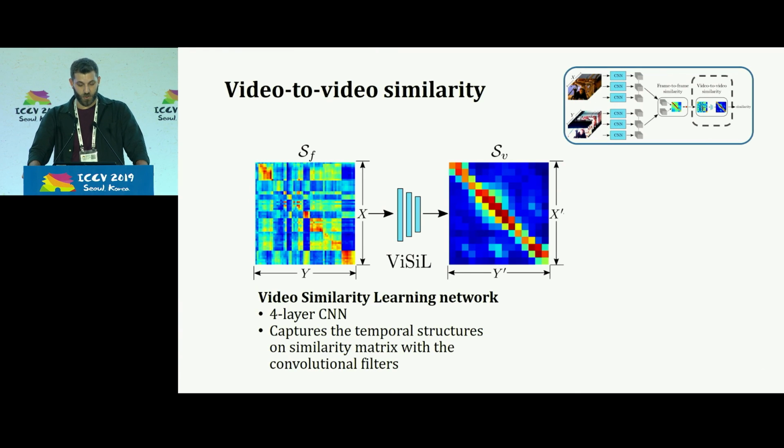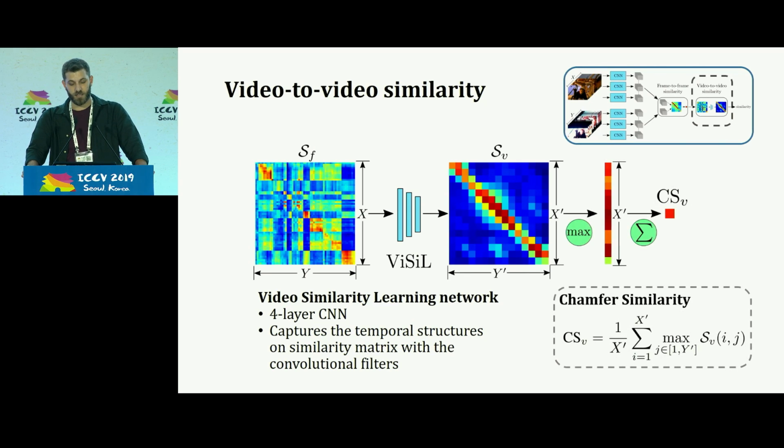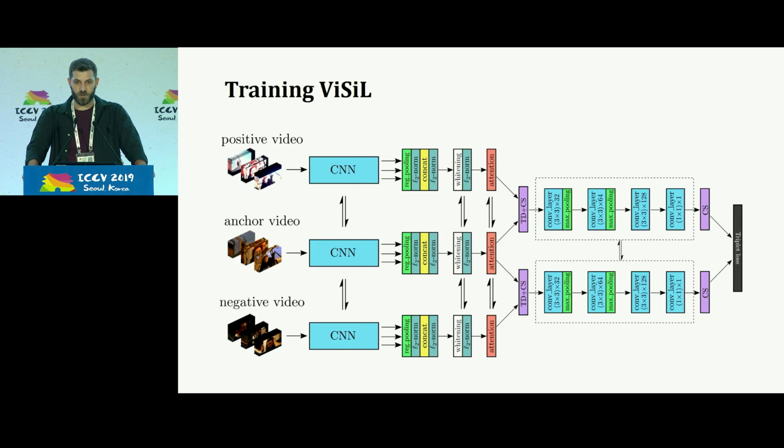In the second step, we provide the extracted similarity matrices to a video similarity learning network. This is a 4-layer CNN that captures the temporal structure in the similarity matrices with convolutional filters. To calculate a single similarity value for the two videos, we apply again chamfer similarity, and we implemented this by applying a max operation over the target video frames, followed by a min operation over query video frames. To train our network, we provide triplets of an anchor, a positive and a negative video, and we train it by minimizing the triplet loss function.